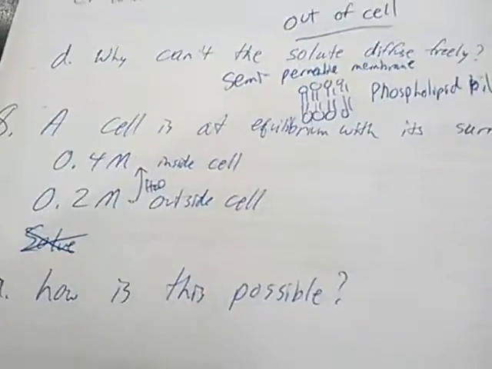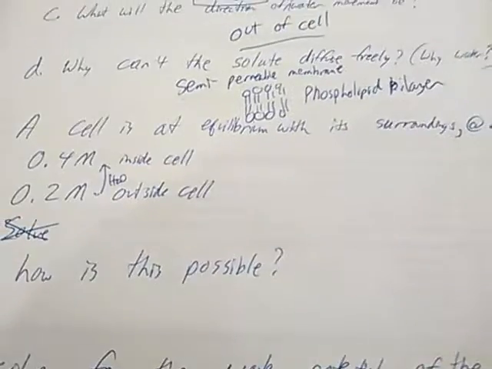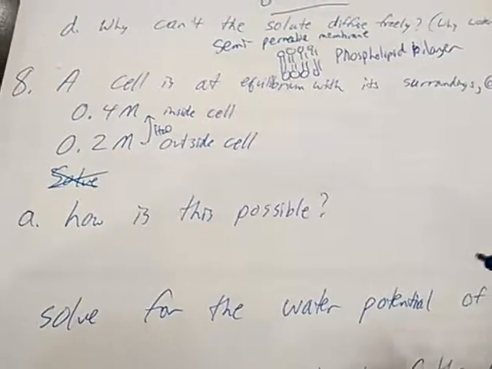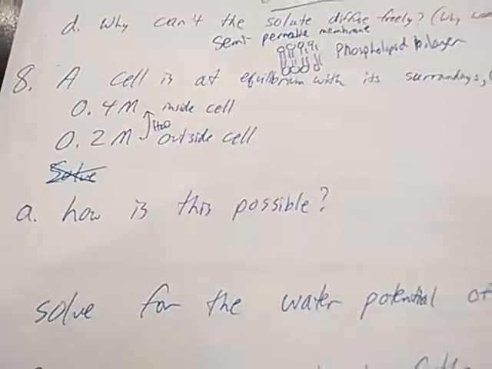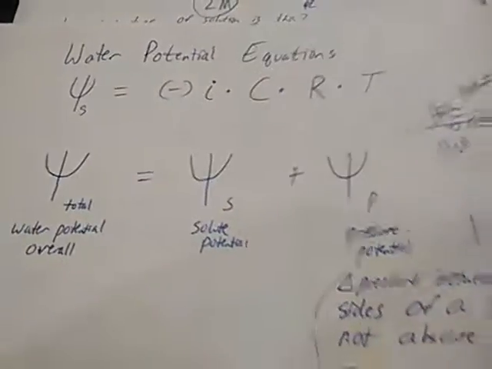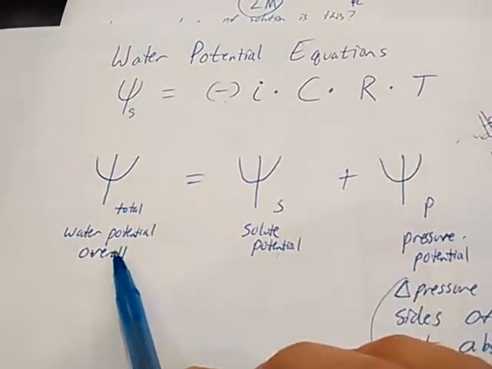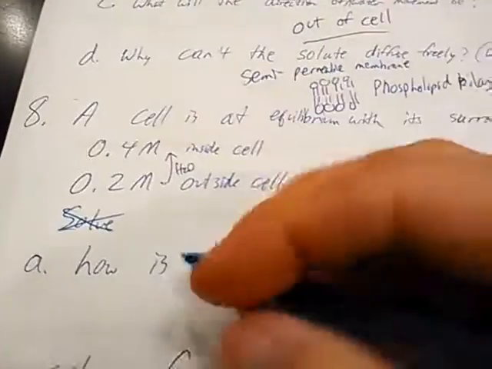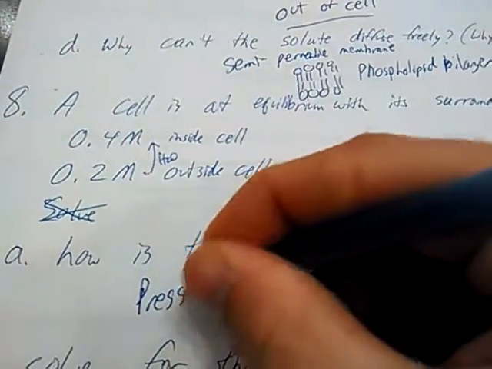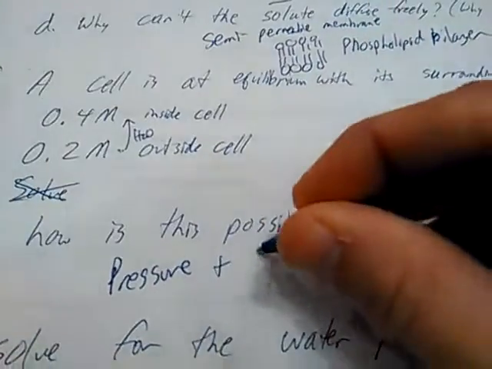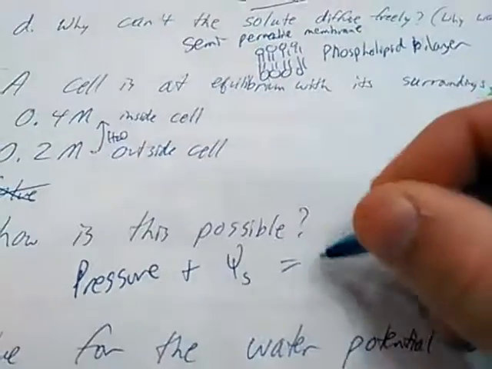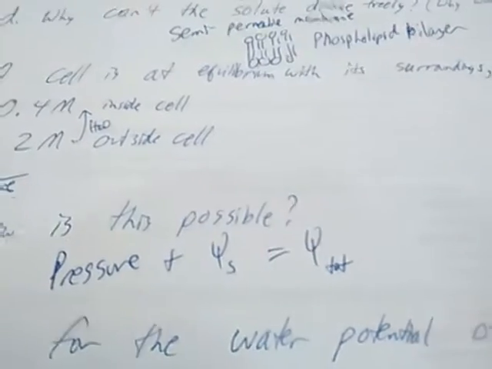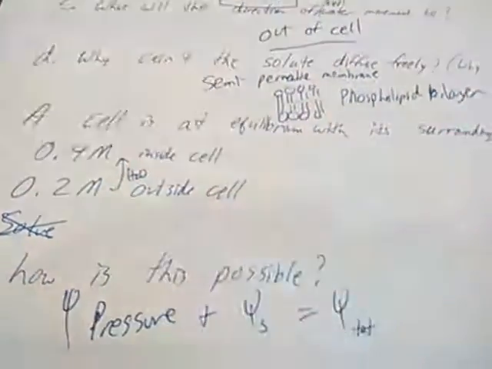All right. How is it possible for this to be at equilibrium if they aren't at the same concentration? Well, that is easy. Because, where's my equation sheet? Because the total water potential is the solute potential plus pressure potential. So pressure must be playing a role. Pressure potential plus solute potential equals the total water potential. Ha ha! I should probably call that pressure potential.